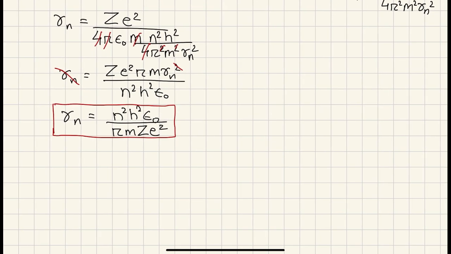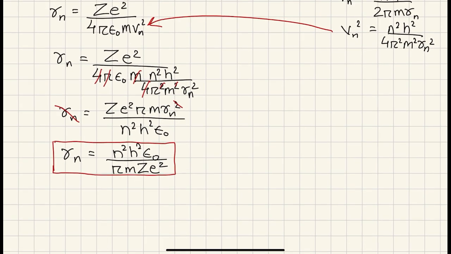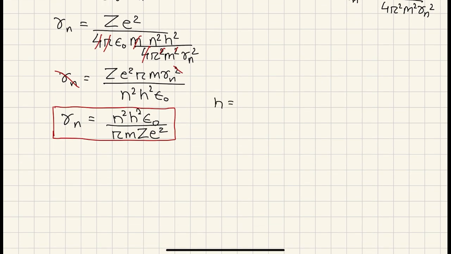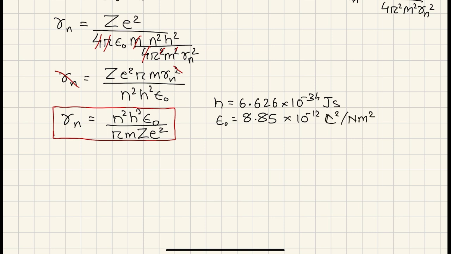Now, as you can clearly see from this expression, most of the terms are constants. h, which is Planck's constant, is 6.626 times 10 to the power minus 34 joule second. Epsilon naught, which is the permittivity of free space, is 8.85 times 10 to the power minus 12 coulomb square per newton meter square. m, which is the mass of the electron, is 9.1 times 10 to the power minus 31 kg. And e, which is the charge of the electron, is 1.6 times 10 to the power minus 19 coulomb. And we all know the value of pi, which is 3.14.